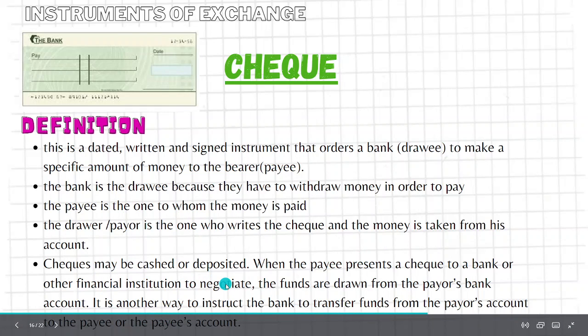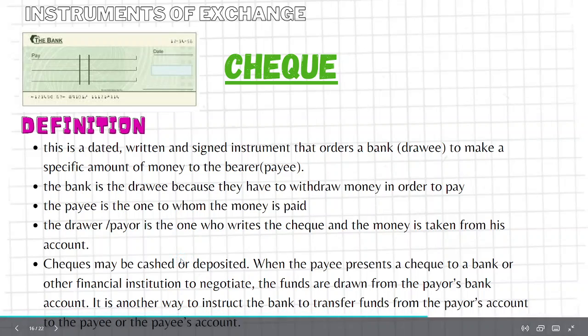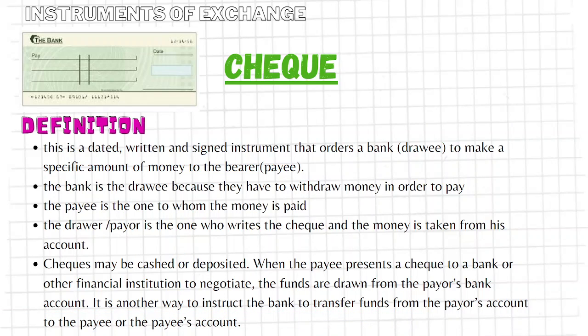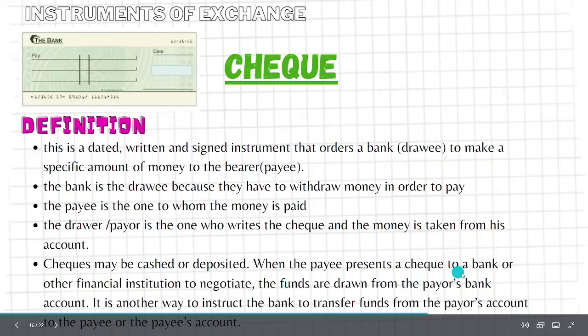Checks may be cashed or deposited. So I may decide that I want my money in my hand now, or I may just decide to put it in my bank account. When the payee presents the check to the bank or any other financial institution to negotiate, the funds are drawn from the payer's bank account, and it is another way to instruct the bank to transfer funds from the payer's account to the payee or the payee's account.